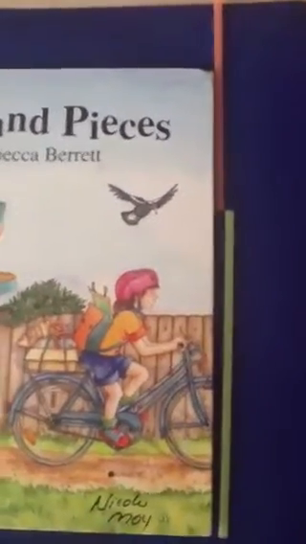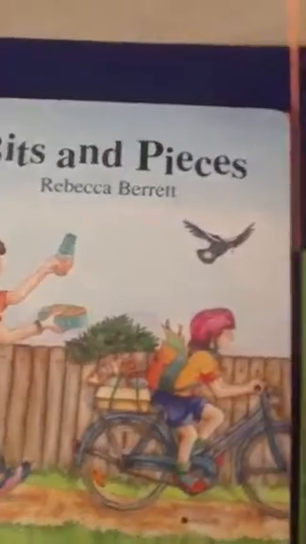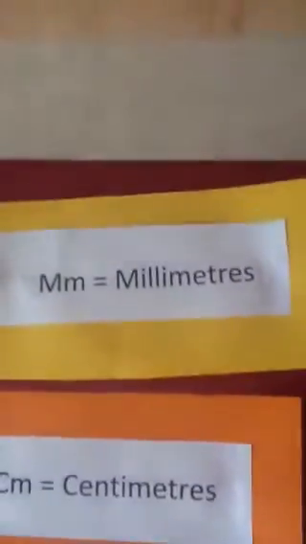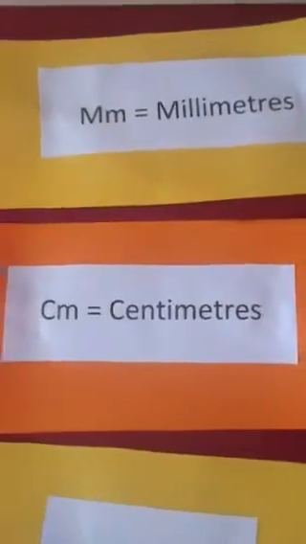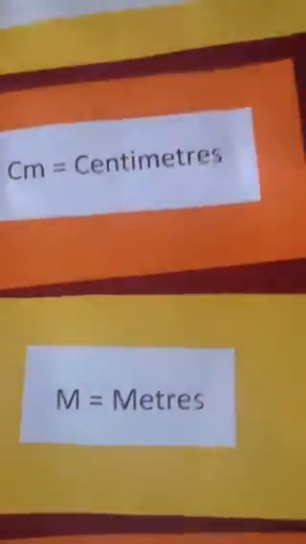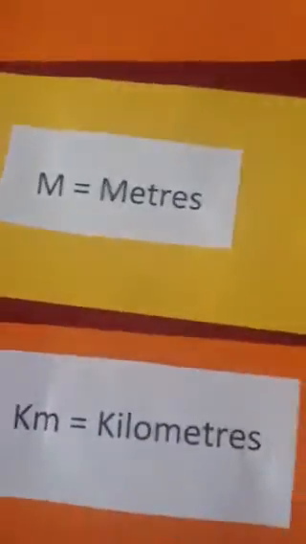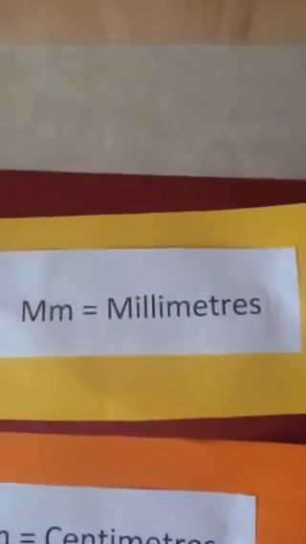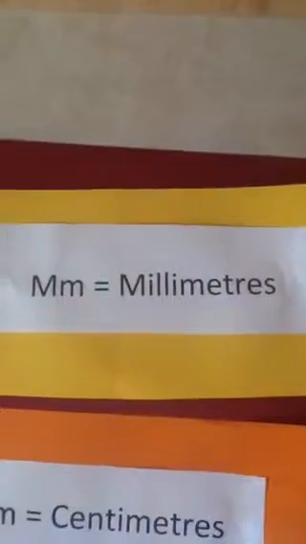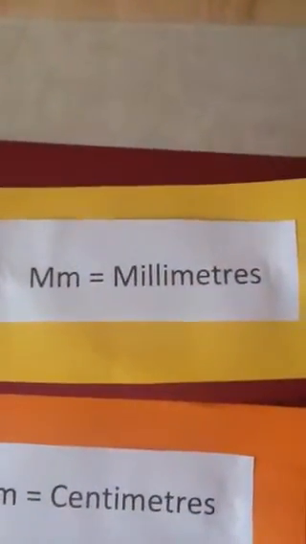What are metric units? The metric system includes millimetres, centimetres, metres, and kilometres. The smallest unit of length are called millimetres. A millimetre is about the thickness of a plastic ID card. It is a very small measurement.